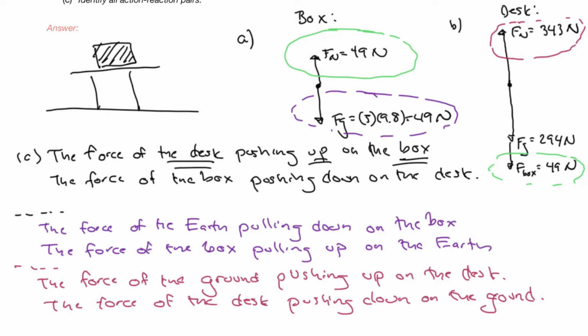And so one of the key things here is that action and reaction forces almost never occur in the same free body diagram. Even here, you can see that the only action-reaction pair that we had was one force in the box's free body diagram and one force in the desk's free body diagram. It's very rare that the two forces will show up in the same free body diagram, and we'll see that more in an example that we'll study in just a minute.